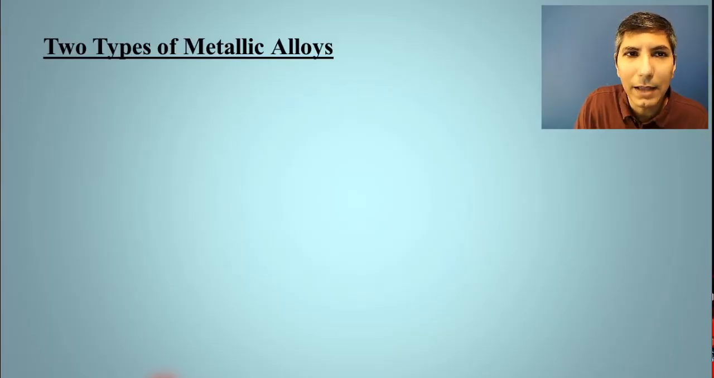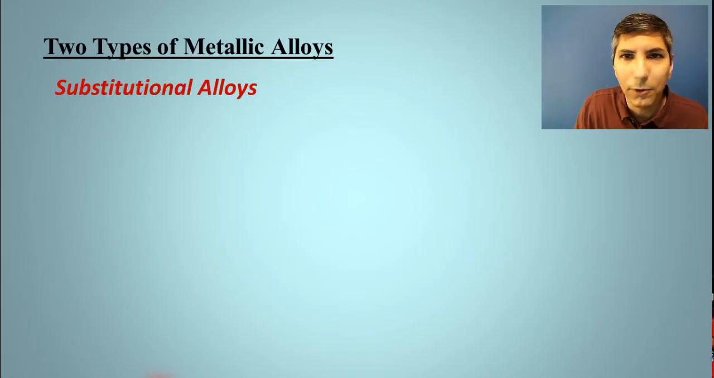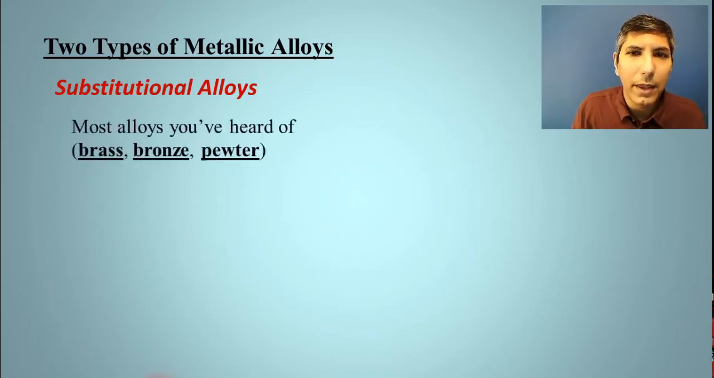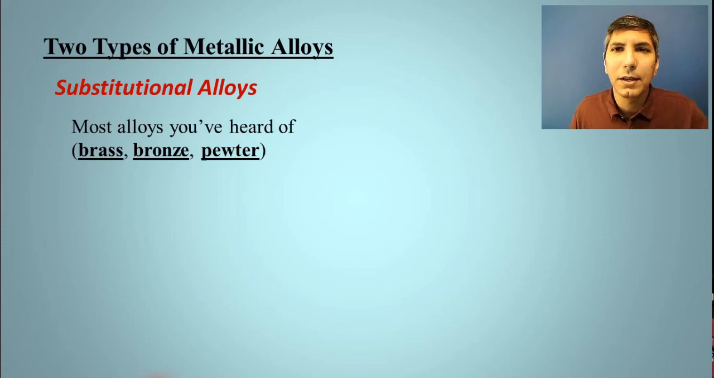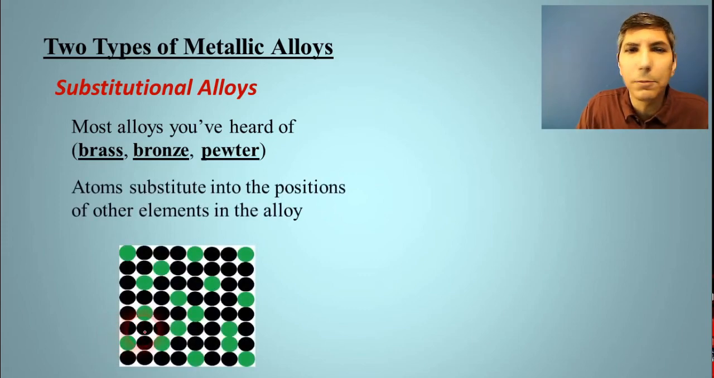Now let's take a look at metallic alloys. There are two important types. The first one is called substitutional alloys. And most of the alloys that you've heard of are substitutional alloys, like brass and bronze and pewter and sterling silver and things like that. Those are going to be substitutional.